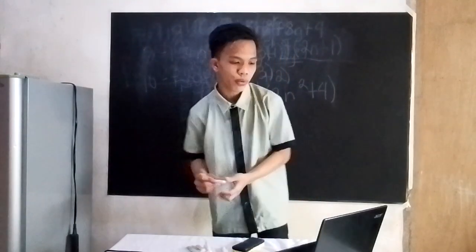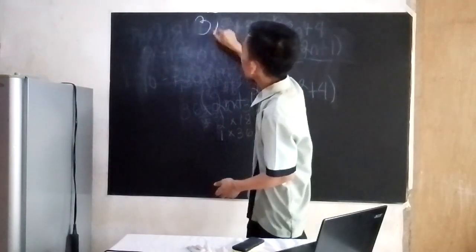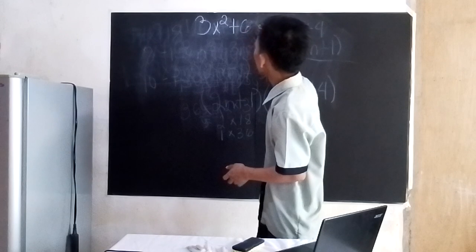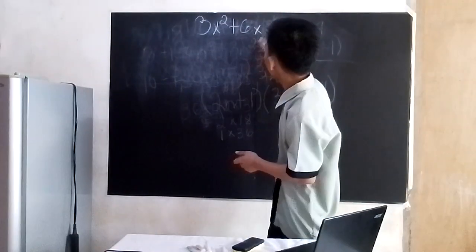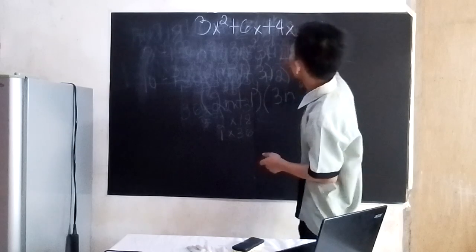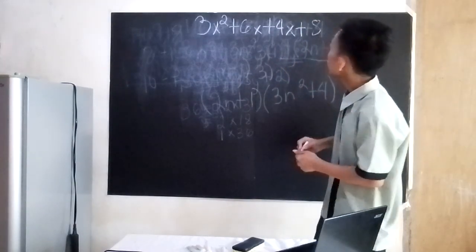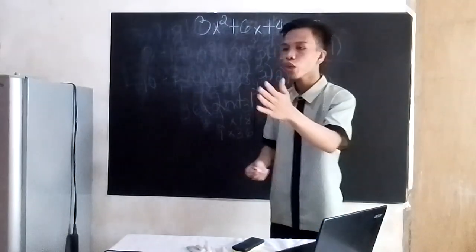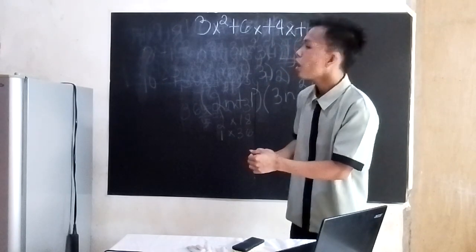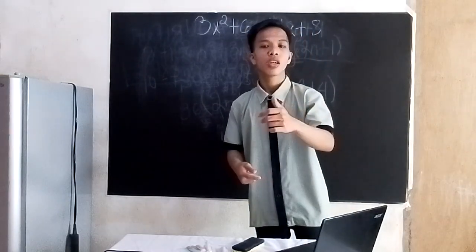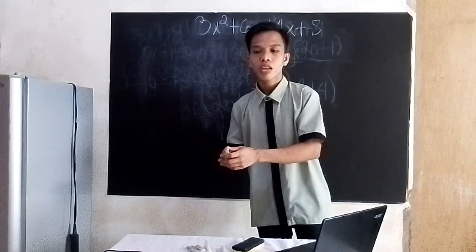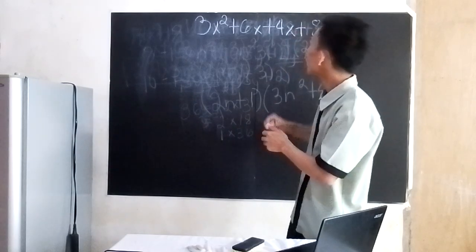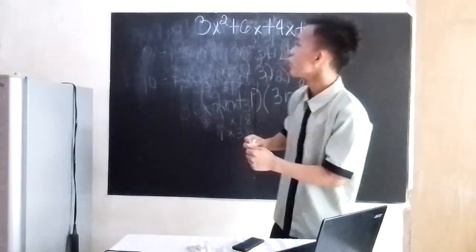So our next example is 3x squared plus 6x plus 4x plus 8. Again, what is the first step that we need to do? Yes, Tyren. That's right, we are going to separate the two expressions.